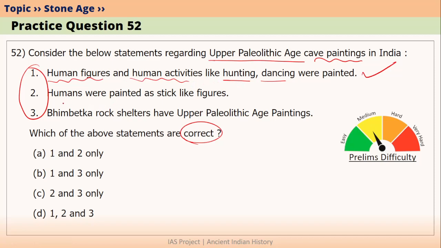Second statement is, humans were painted as stick-like figures. This is also correct because in our Mesolithic age lecture, we have seen a cave painting from Bhimbetka. In that cave painting, humans were drawn something like this. So this is basically stick-like figure and the inside regions were not painted in any color. So basically this is called as a linear representation or stick-like figure. So statement 2 will be correct.